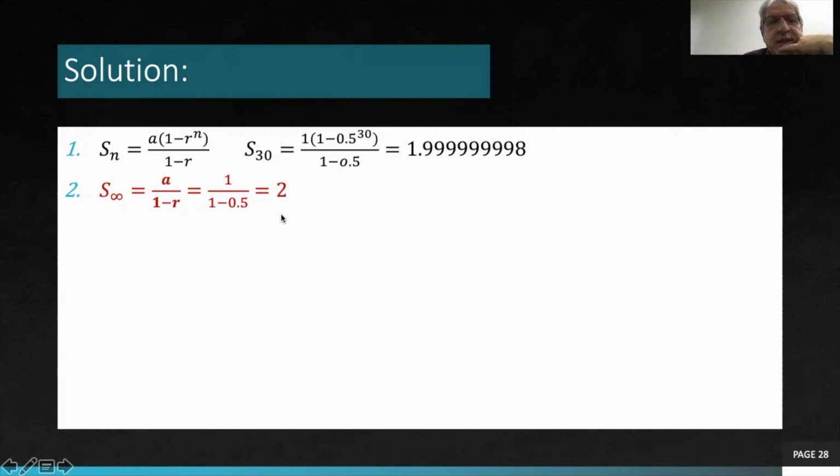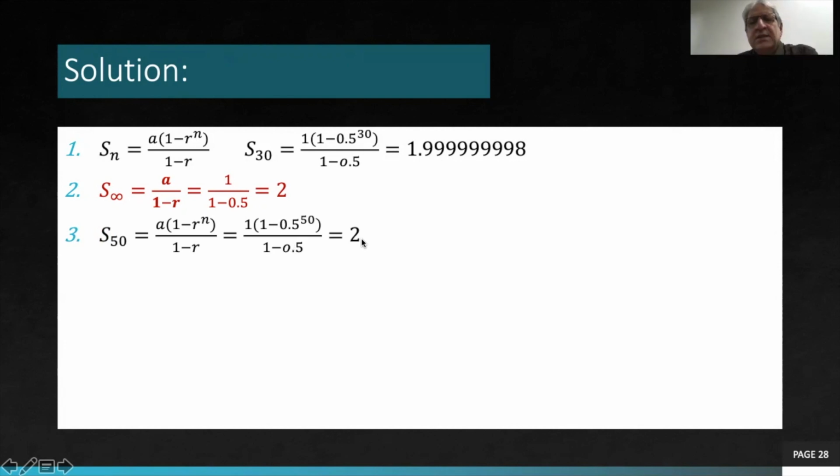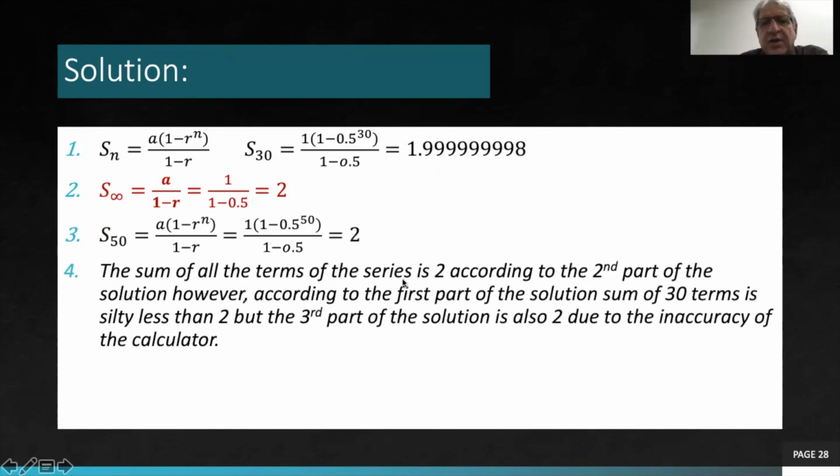Okay, let us calculate this. If you put it in your calculator, you are going to get 2. Therefore, the sum of the 50 terms is also equal to 2. Is this correct or wrong? Let us discuss this matter. You see here, I've written the conclusion. The issue is that when you're writing the sum of 50 terms, your calculator has a problem. That means the calculator has an approximation. That approximation is so small that your calculator says it is 2, but it's not actually 2.